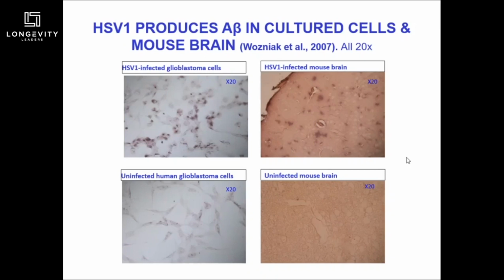On the right-hand side, we're showing uninfected mouse brain at the lower right, and at top right we looked at some specimens of HSV1-infected mice and looked at their brains. As you can see, there are deposits there which are very similar to the deposits in HSV1-infected cell cultures. These were looked at by immunohistochemistry, again using a specific antibody to beta amyloid.